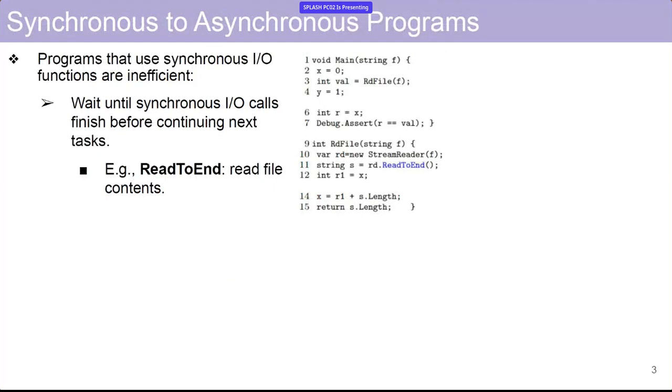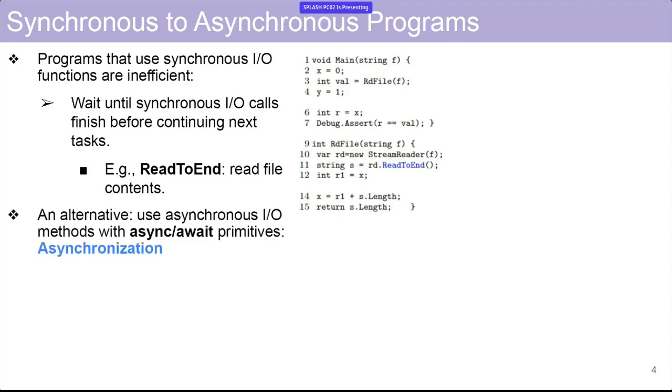Here we have an example of a synchronous program. This synchronous program reads some file using the I/O method read to end. However, for a large file, this program will take too much time because it's blocking the execution. An alternative for this program is to use asynchronous I/O methods with the async await primitive. We call this program an asynchronization.